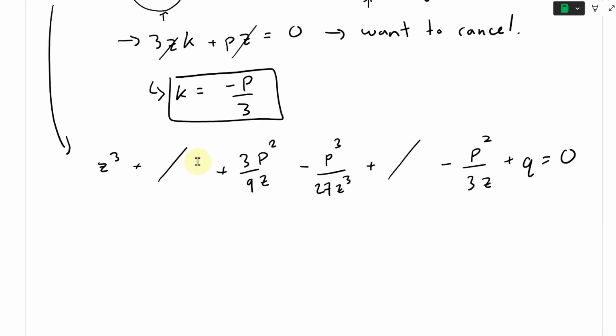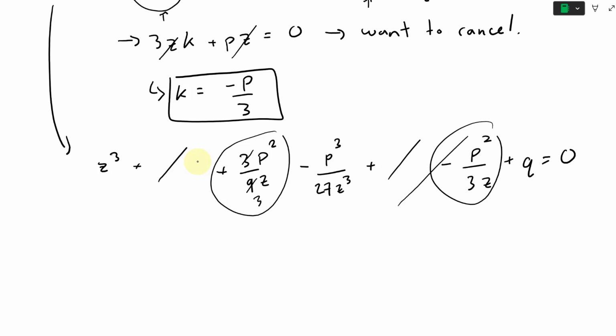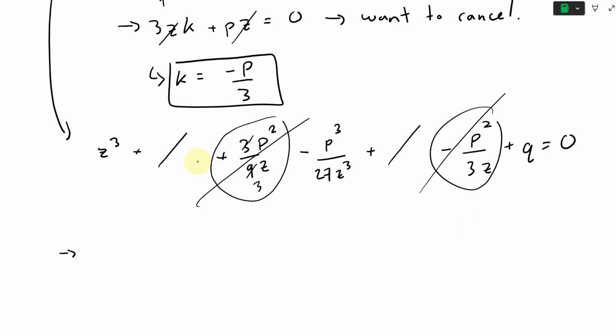So now the next step is to see what we get next. This one is going to cancel. This is going to be a 1. This is going to be a 3. So in other words, it's going to be this one here. That's a plus. So then this cancels with this. So this cancels, and this cancels. Yeah, so that's gone. Now all we're left with is a z cubed, as the Vieta substitution stated. We're going to get p cubed divided by 27 z cubed plus q equals 0.